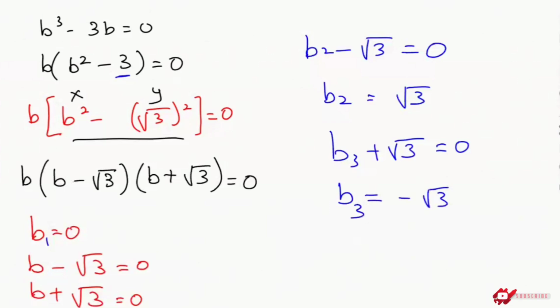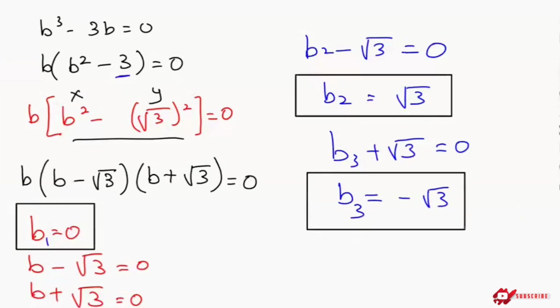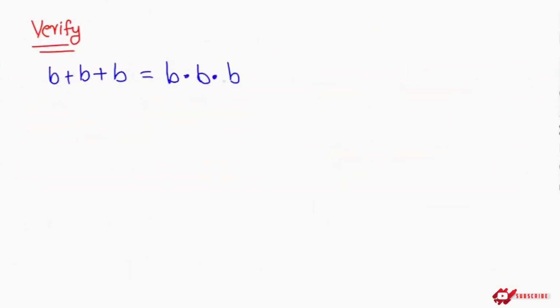So here we get the three values of b. The first one we have is 0, the second is positive root 3, and the third is negative root 3. Now it's time to verify my answer. The equation we have, for the b value 0, if I plug it in, we'll get 0 on both sides. So that is already verified.